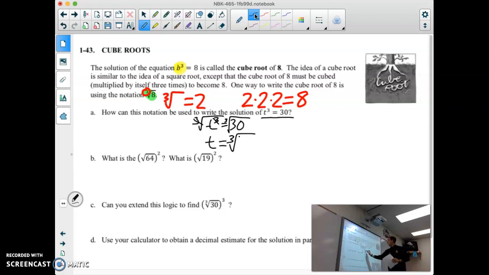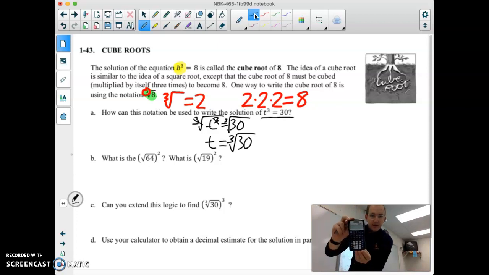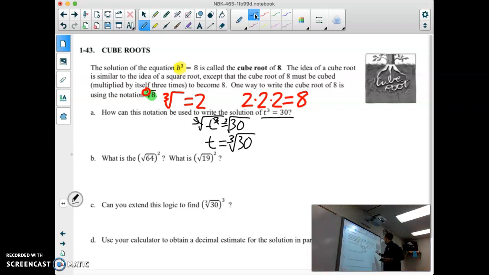Oh, gotta write 30 in here. Cube root of 30. If we put that into our calculator, hopefully everybody has a calculator that looks something like this. When we're doing this in our calculator, we need to hit 3 first, and then we are going to hit second, and then the caret button, the little button that looks like this on our scientific calculator. That gets us to our cube root.